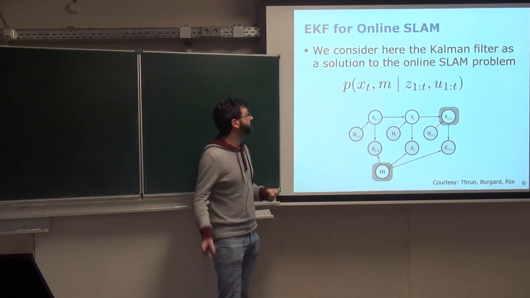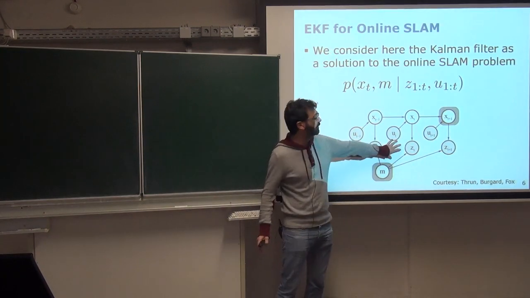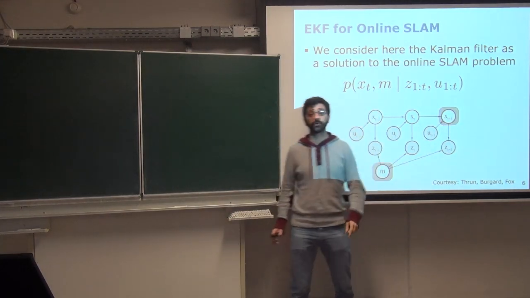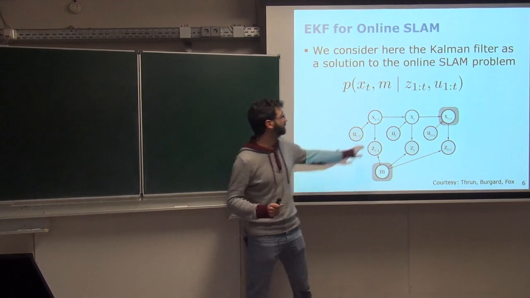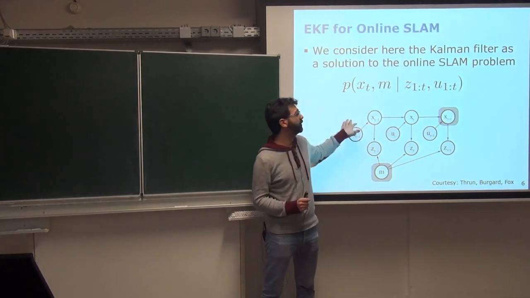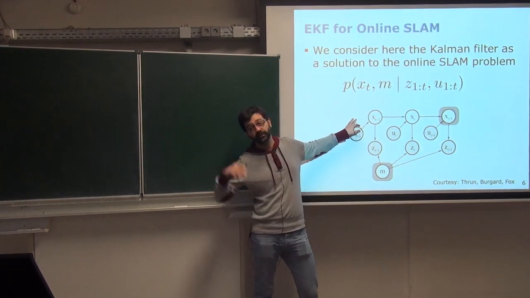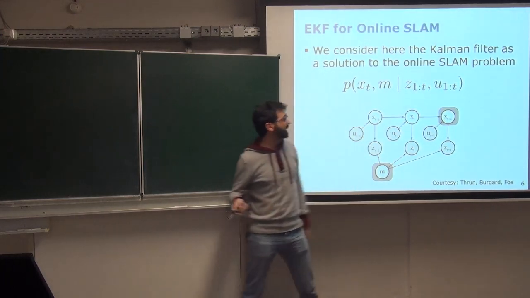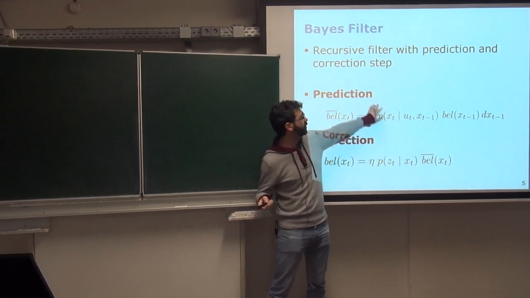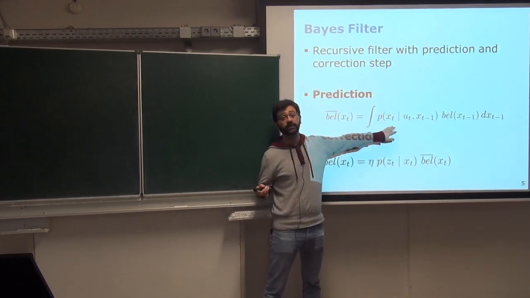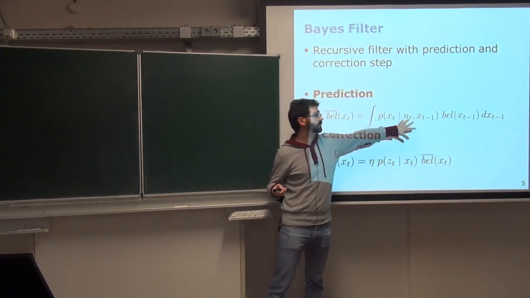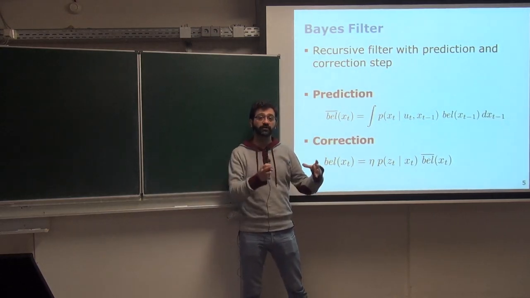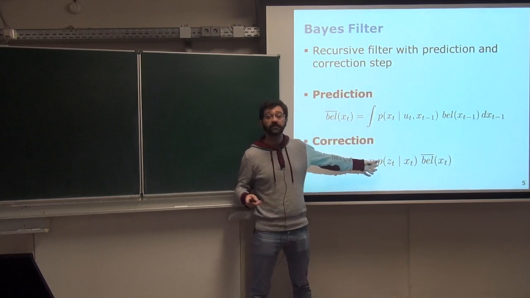The Kalman filter addresses the online SLAM problem. So we are only interested in knowing the last pose of the robot and the whole map. We are not interested in estimating the previous poses. And actually, during the recursive filtering, we marginalize them out, and we do it with this operator here. With this operation, we take all the information of the previous poses into account, and then we update the current one.